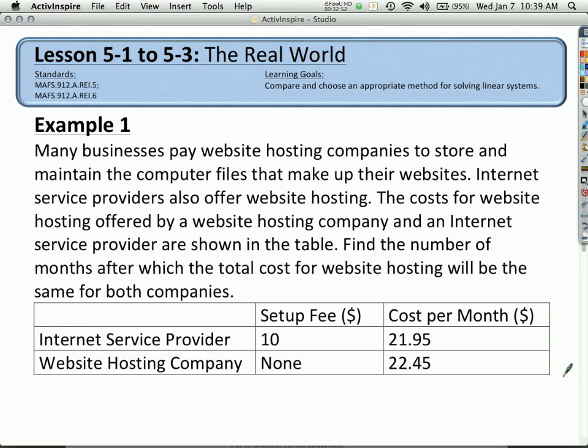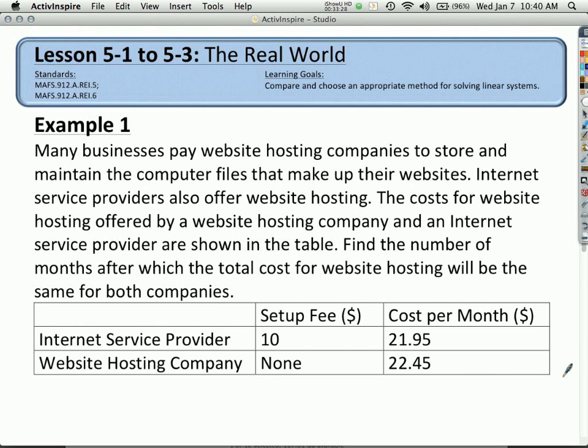Okay, so you've read the scenario. There are two different ways to go when you want to have a website. You can use an internet service provider like Comcast or Verizon or AT&T, or you can use a website hosting company like 1&1 or GoDaddy. They do basically the same job, although a website hosting company would probably do a better job with your website itself. But each company gets to choose how they want to charge its customers.